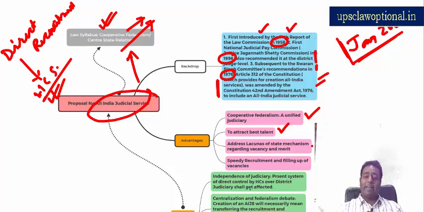It is said that it addresses the lacuna of state mechanism regarding vacancy and merit. In many states we have seen judicial vacancy is one of the topics very often discussed in our newspapers, and this is something which will address that question of vacancy, or it is likely to address. Speedy recruitment and filling up of vacancies, these two are kind of connected. So you can have a look at those advantages here.